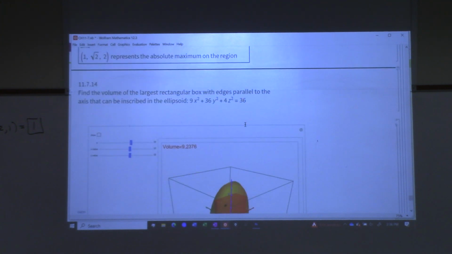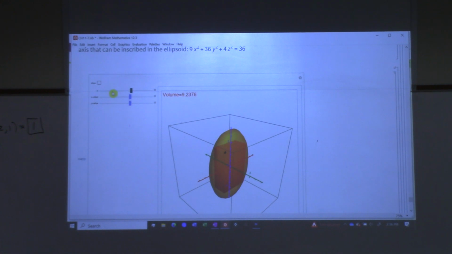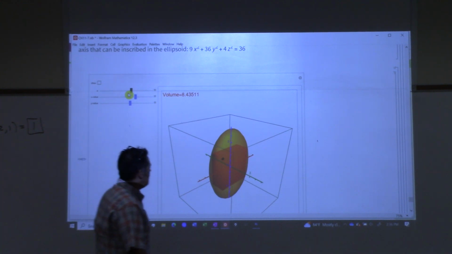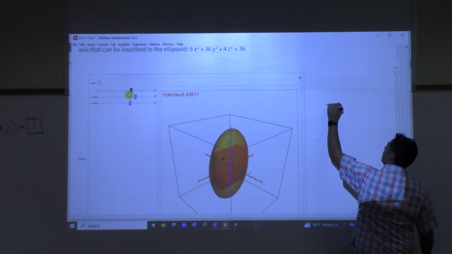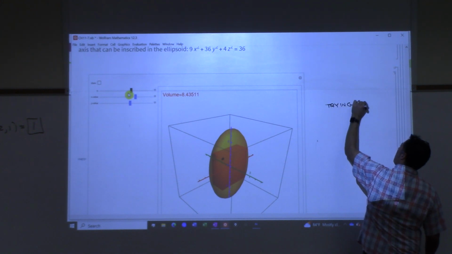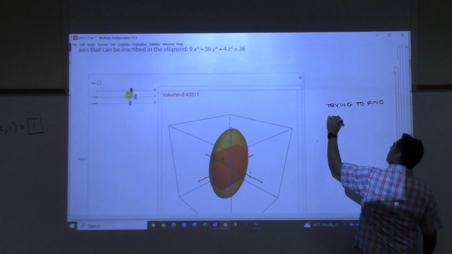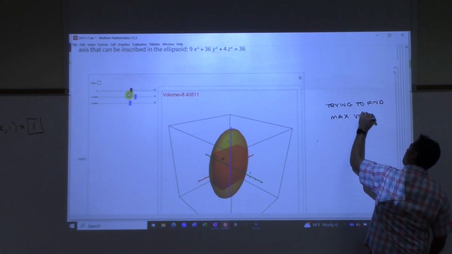Okay, so we have an ellipsoid and we want to put a box inside of it. Do y'all see the box in there? I can change the dimensions of that box, and depending on how I change the dimension, it changes the volume. So I want to see if I can figure out the x, y, and z that give me the biggest volume. The way I'm going to do this first is figure out what it is that I'm trying to find the max of. Trying to find the max volume, right?